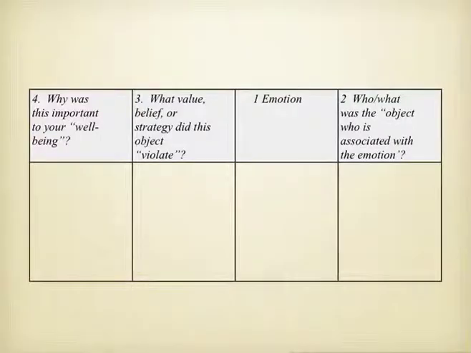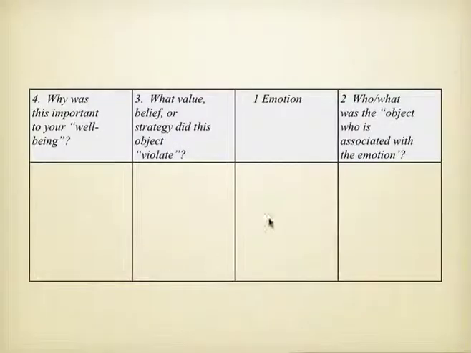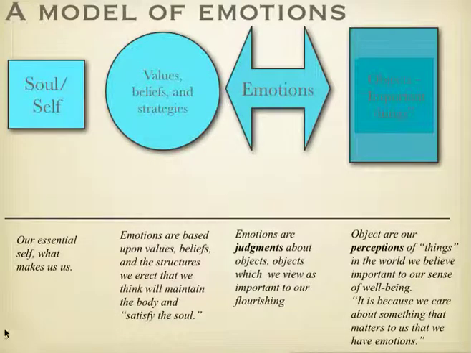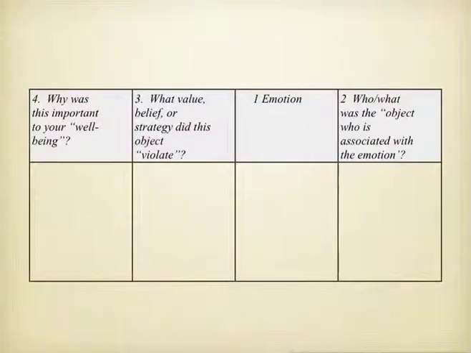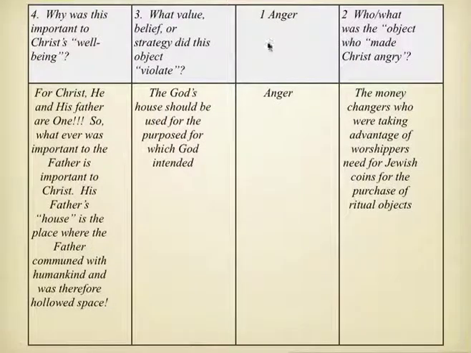So based on this chart, I have a little project that I want us to do. Basically, I'm going to have us fill in each of these four areas, which will correspond to these four stages, or component parts, of emotion. And to do that, I thought it would be a good example to take Jesus and his cleansing of the temple. The emotion that Jesus felt was anger.